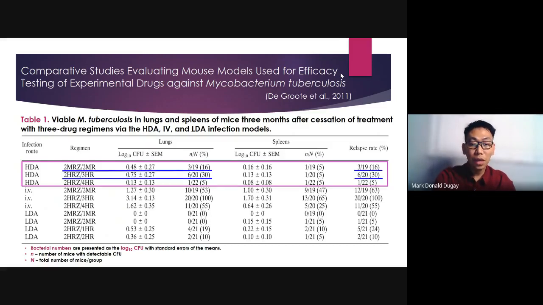For the IV and LDA infections for the lungs and spleen, the same trends are presented on the data table, plus the relapse rate, whereby T1 is significantly less than the control.